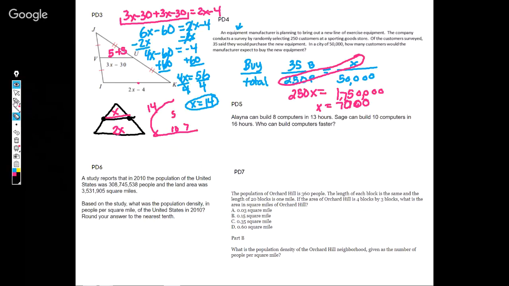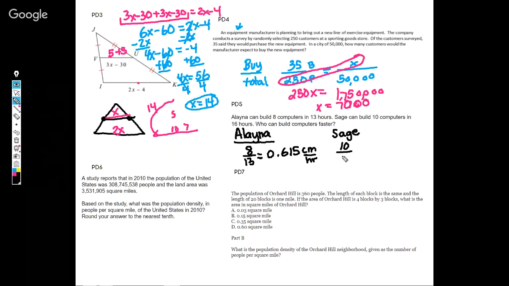Okay, I'm going to say this real quick because I hear there's confusion. So here we have Alana. She builds 8 computers in 13 hours. So altogether, she builds, looking at my calculator, 0.615 computers an hour. That's how many she builds in 1 hour. So if she works 100 hours, you would multiply it by 100.